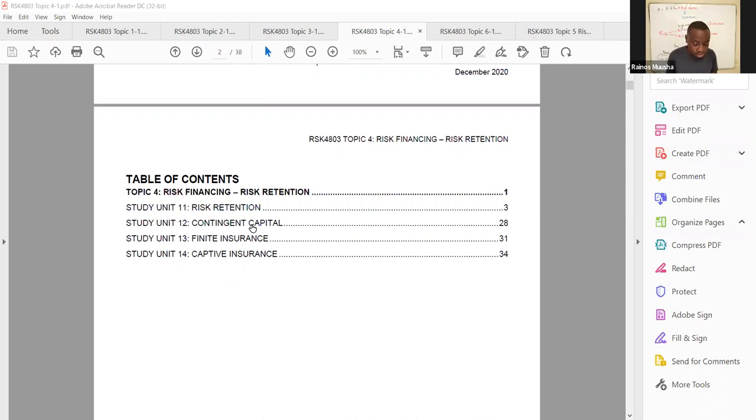So is there any question regarding contingent, finite, and captive insurance as well? Any questions?